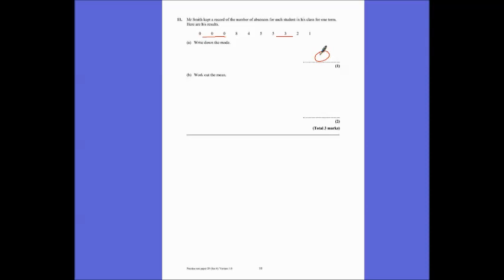Work out the mean. To work out the mean, we add all these up, and these would all add up to, if you're using your calculator, 28. And to work out the mean, you add them all up and divide by how many there are, which is 10. So 28 divided by 10 is 2.8. Again, you'll notice I've written down my working out. If you put it in wrong in your calculator and get the wrong answer, you'll get 0. But if you write down your working out, you'll get at least one of the 2 marks.